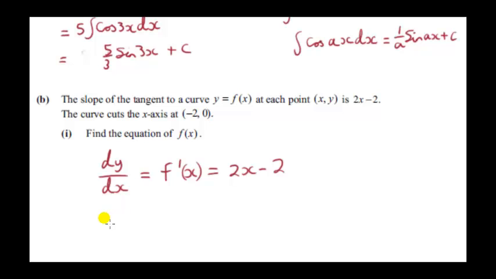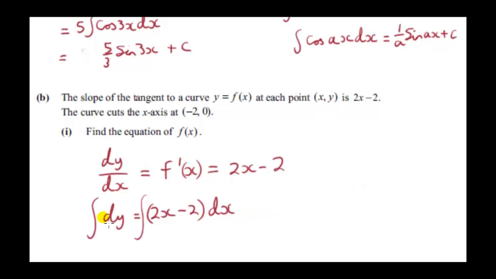Now we can actually treat this thing like a fraction and rewrite this as dy equals 2x minus 2 times dx. Okay, multiplying both sides by dx. And we can then go and integrate both sides. So we do that to find out what y is. We have to work backwards here to find out what y is. Okay, we're given the slope of the curve. What is the equation of the curve?